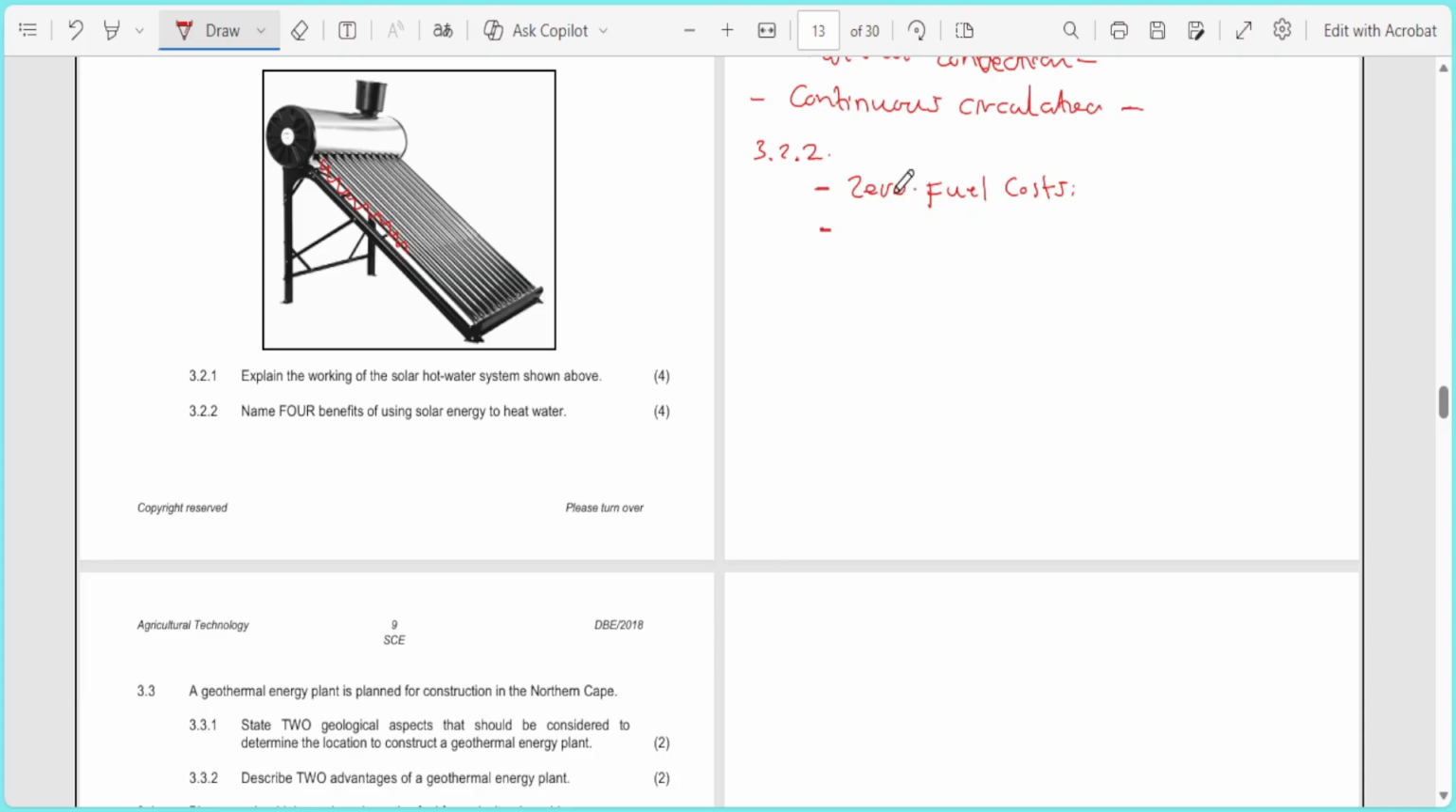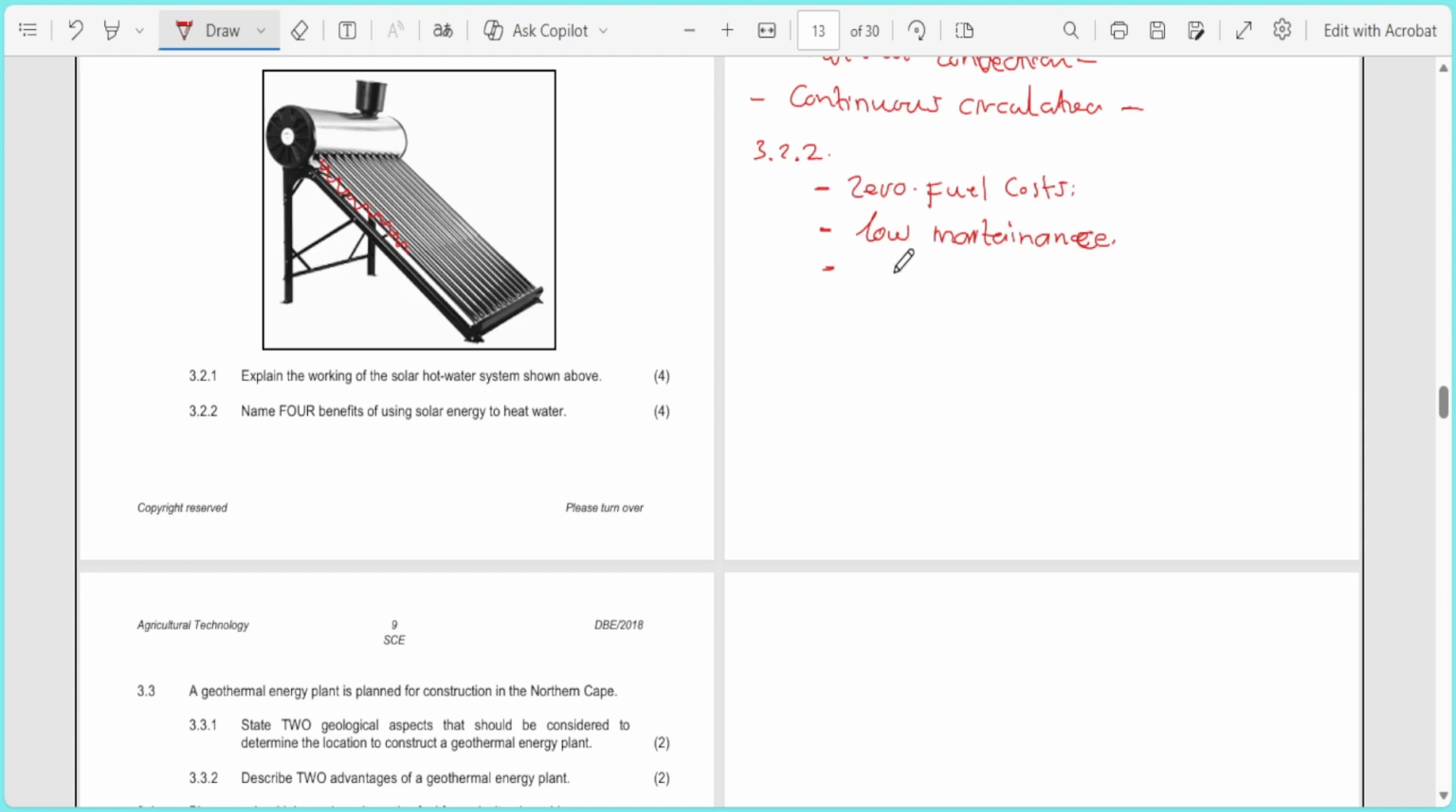Another benefit is that it is low maintenance. Okay, so few moving parts. For the solar system, there are no moving parts, or let me just say there are few moving parts, right? So this means minimum servicing beyond occasional antifreeze checks is going to be done on this equipment. So there's low maintenance for the solar.